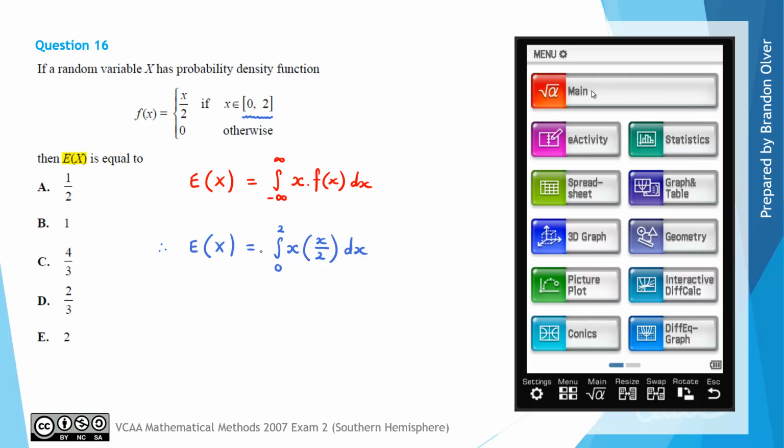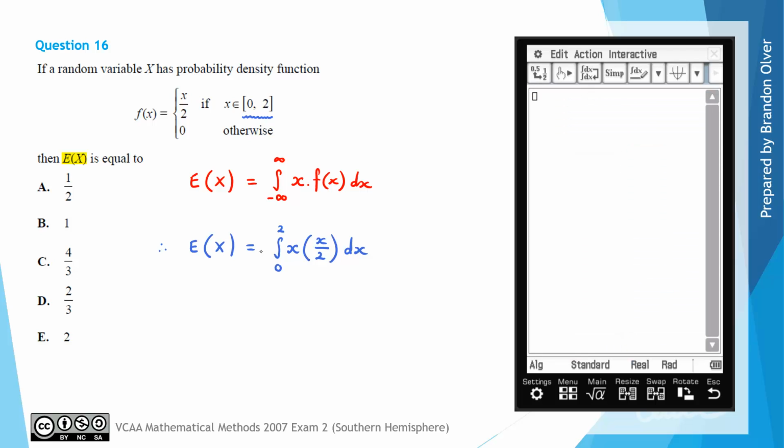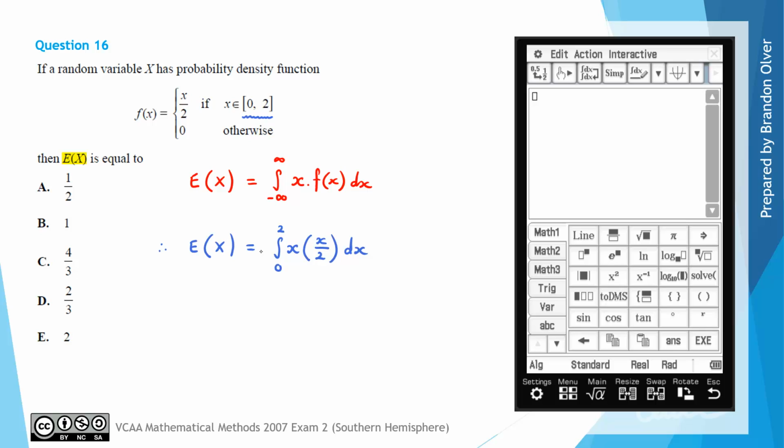On the calculator, go into the main menu. Next, we want to press the keyboard button to bring up the soft keypad, and we want to find the integral symbol. So we wanted the integral from 0 to 2 of x times f of x, where we knew that f of x's rule was simply x on 2. So we have x times f of x written in there.